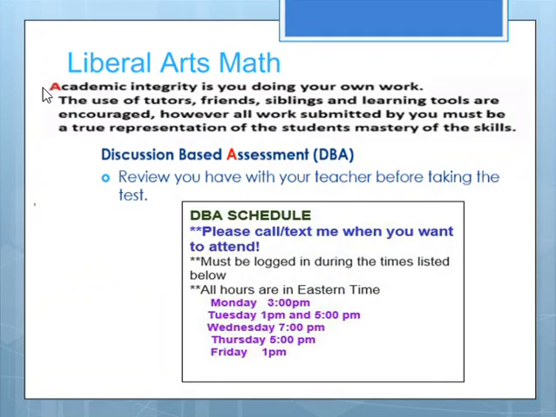The next letter is the letter A for academic integrity. Academic integrity is doing your own work. So it's okay to get help from a tutor, a sibling, friends, even learning tools. But you want to make sure all work is yours. We do not allow copy and pasting. That is plagiarism. And we do have a Turnitin system that checks for it. So you want to make sure all work is yours.